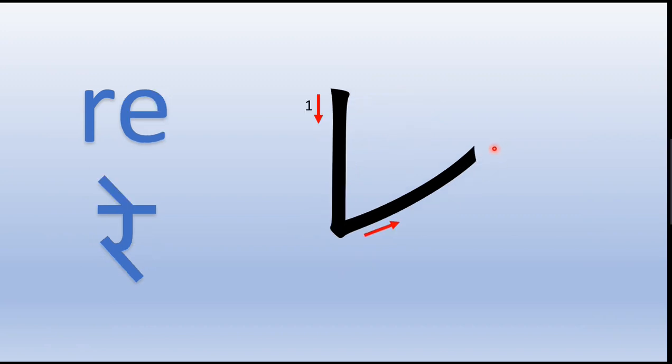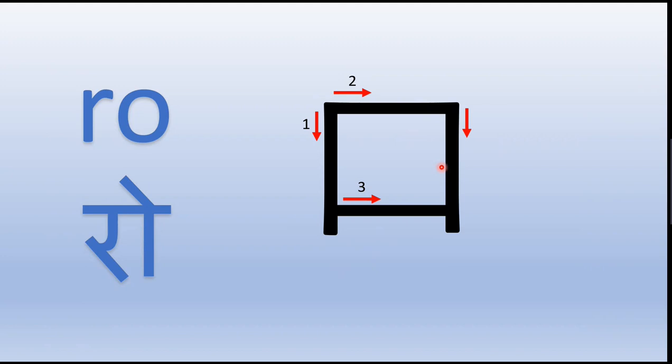Then we have re. Re will be written in a single stroke. The first we bring here up to here as a vertical line, and then we extend it up to here in this way. So this is re. And finally we have ro. So this is the way, like, ro can be written in a number of ways, but the appropriate one and the actual one that should be used is this.